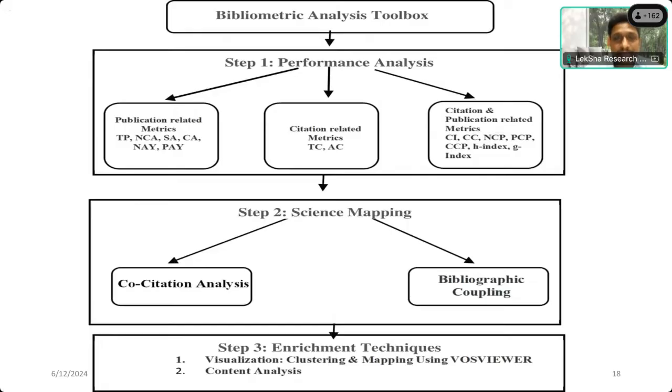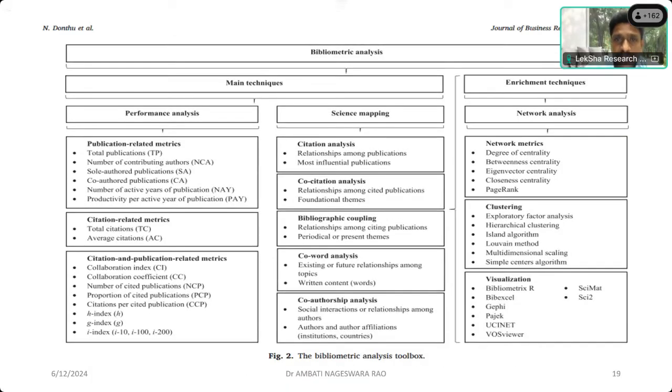Second one, science mapping. Science mapping includes citation analysis, relationship among publications: who are the scholars citing Dr. Rao's work? Similarly, co-citation analysis, relationship among cited publications, foundational themes. What themes are emerging? How did each theme emerge? Which theme emerged first? What is the sequence of themes emerging? How are they emerging?